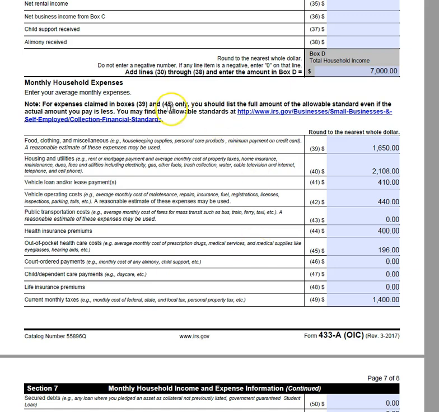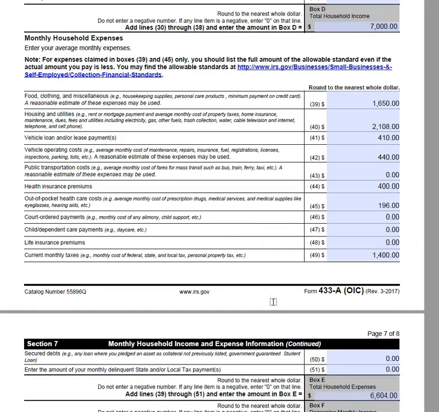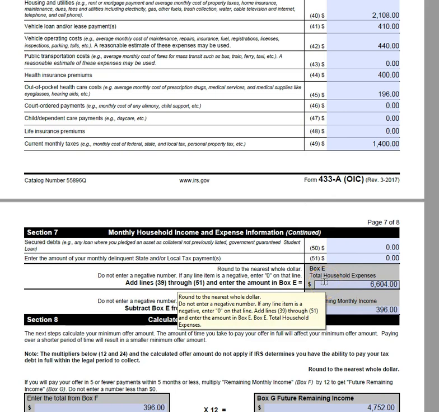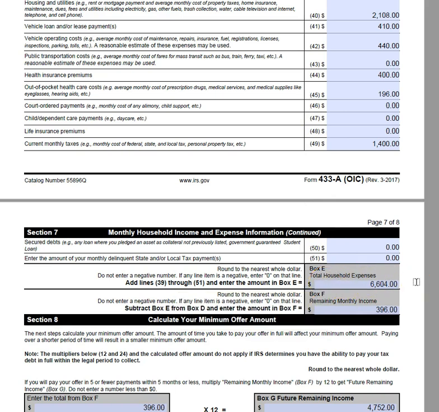Again, this comes directly from the standards in the note here to pull that number from there, even if you spend less. No court-ordered payments, no child care, no life insurance. They're paying $1,400 a month in monthly taxes, and they do not have any secured debts or any delinquent state taxes. So we've totaled up all these expenses to get total expenses of $6,604. We had $7,000 of income, so now we have a difference of $396 for box F.